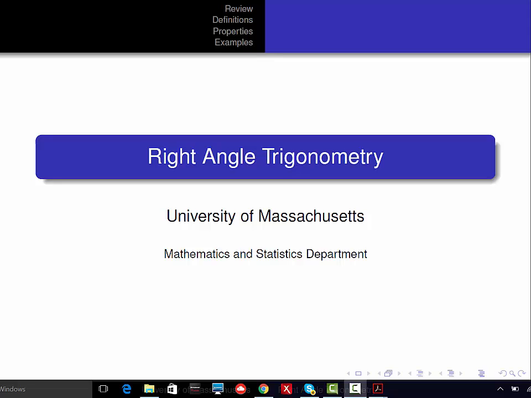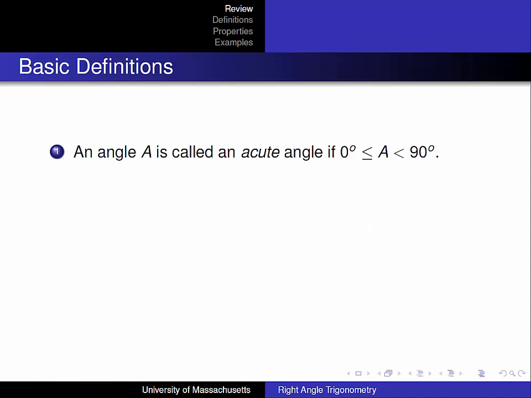In this video, I'm going to talk about right-angle trigonometry. First, though, I'm going to review some basic terms that we should be familiar with in order to follow this video. Okay, so an angle is called an acute angle if it's between 0 and 90 degrees.